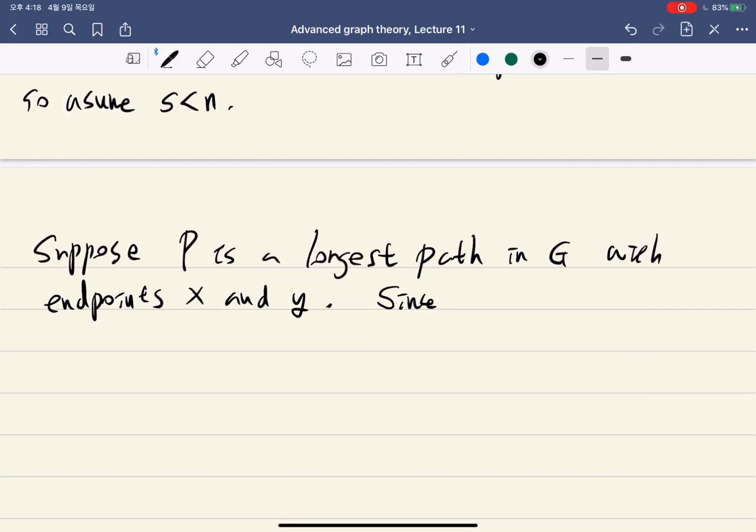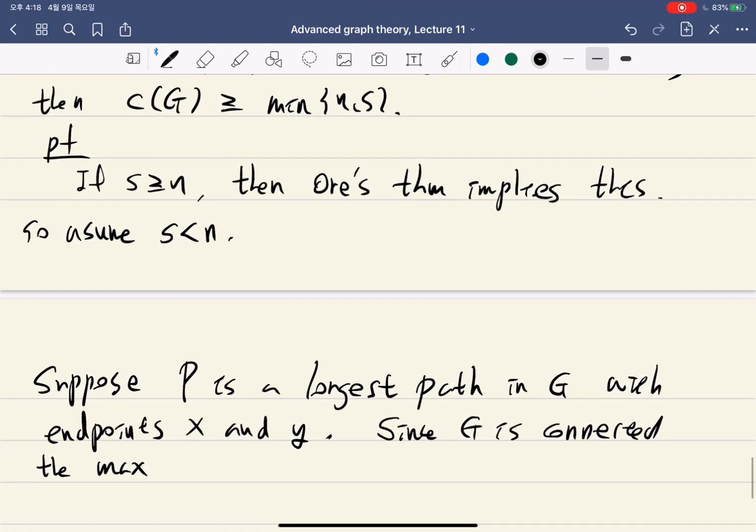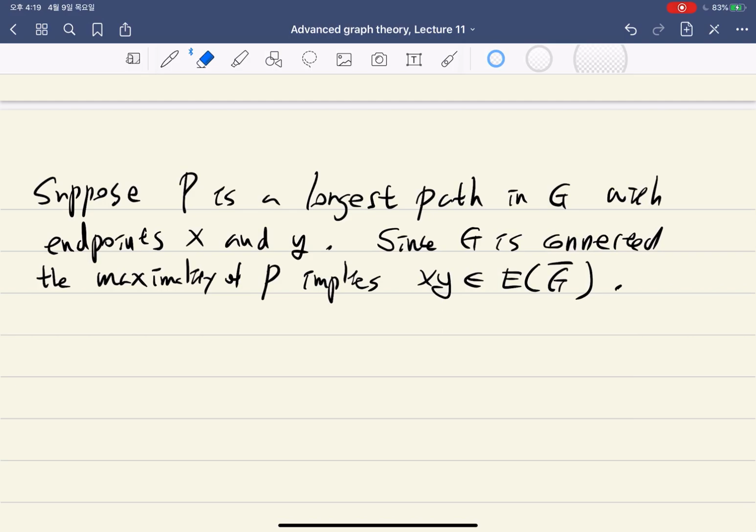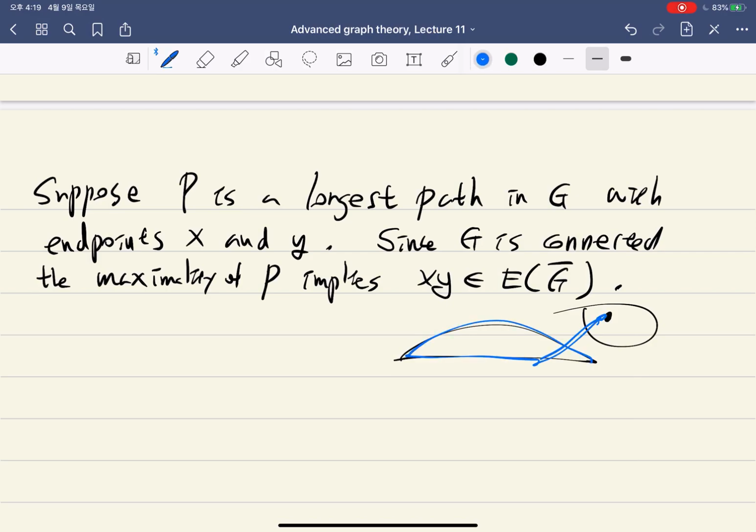And we know that since G is connected, and we assume that the graph is non-Hamiltonian, then maximality of P implies XY is not an edge. Because otherwise, if we have an edge, then P with this edge forms a cycle, and that's a non-Hamiltonian cycle. So there is some vertex outside. Then connectivity implies that there is an edge. So this yields a longer cycle, longer path.